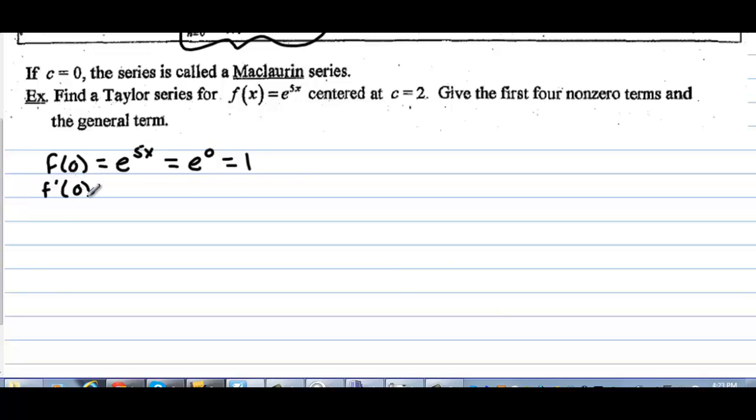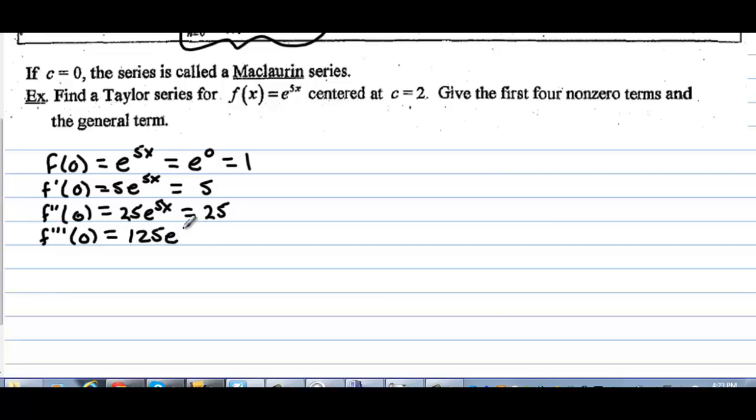Then the first derivative is e to the 5x times 5. E to the 0 is 1, so then we have 5. The second derivative at 0 is 25e to the 5x. E to the 0 is 1, and then 25 times 1 is 25. To get four non-zero terms, we have to take one more derivative. That's going to be 125e to the 5x. When we plug 0 in, we get 1 times 125, which is 125.